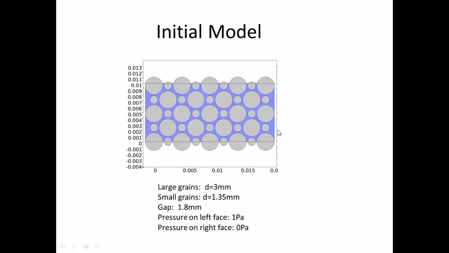So here's the initial model that we'll set up. These are the solids, and you can see the pore structure here in the blue color. These are the specs. The large grains have this diameter, small grains this diameter. This is basically from the paper that we just saw, the gap. And then I set it up so that the pressure on this face is 1 Pascal, and the pressure on this face is 0 Pascals. So we'll use specified pressure boundaries.